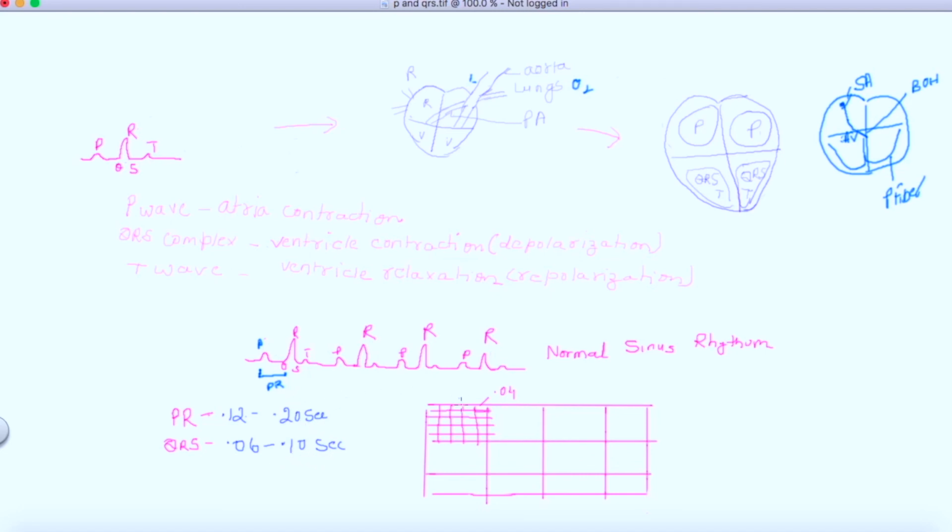So how do we measure? You might have seen it, we measure it on graph paper. Let me tell you, the smallest square on the graph is 0.04 seconds, right? In the next videos we'll see how we measure this.